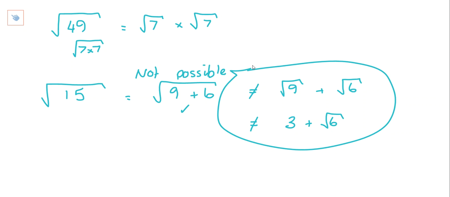So root 15, unless we can break it up into factors, one being 3 and 5. We could do 3 times 5, but would it help? No. So root 15 would just stay as root 15. Some can just be left. Remember, it's all about simplifying. If it can't be simplified, we just leave it as is. So root 15 cannot be simplified.